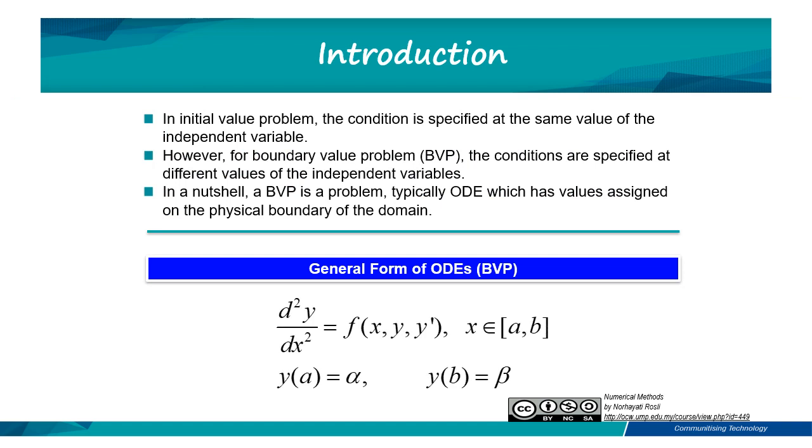In an ordinary differential equation initial value problem, the condition is specified at the same value of the independent variable. But for a boundary value problem, the conditions are specified at different values of the independent variable. So here is the general form of an ODE for a boundary value problem.